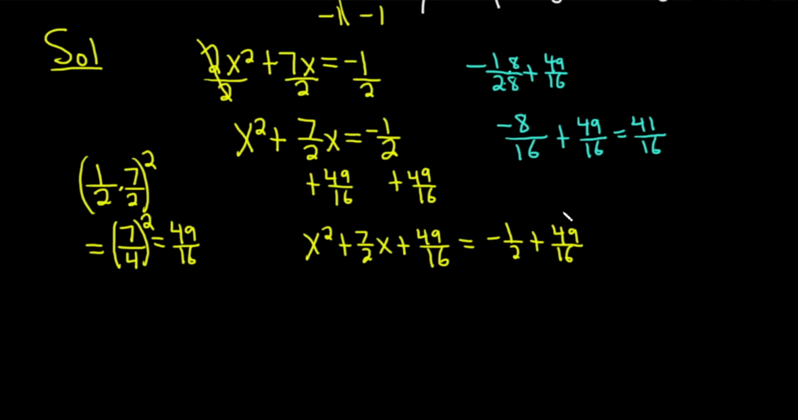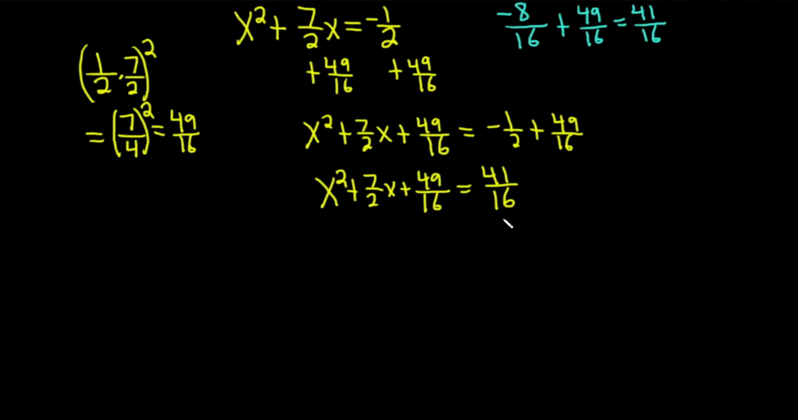Let's come back to our problem. I'm just going to rewrite our equation. So we have x squared plus 7/2 x plus 49 over 16 equals 41 over 16. All right, the next step is something that you memorize, okay? So because we added this number to both sides of our equation, this equation right here will magically factor, okay? It will look like this, parentheses x, parentheses and a 2. And this is going to be 41 over 16.